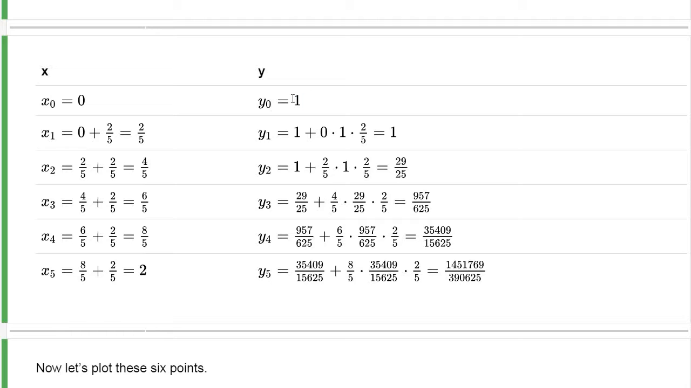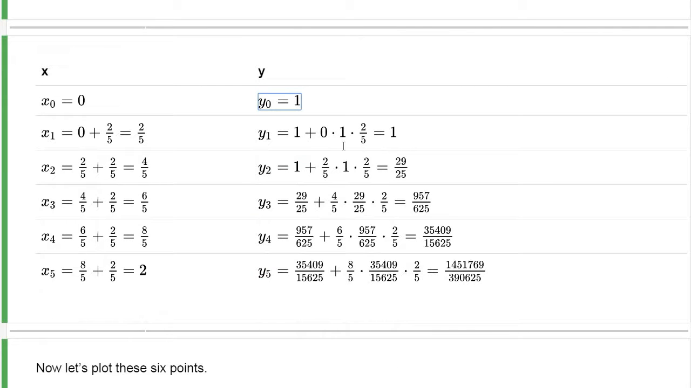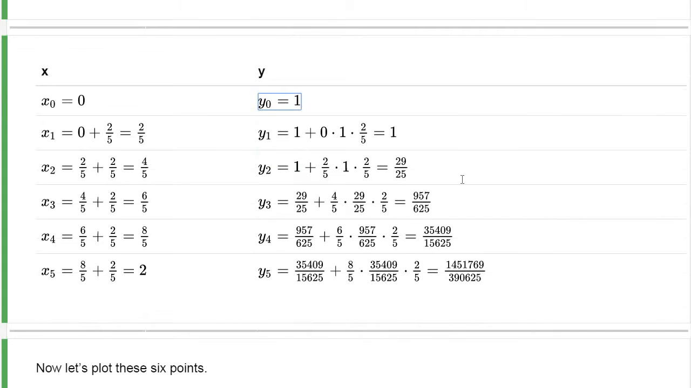That's the easy part. The y part, you start at the given y value, which is 1, and then to get to the next one, you take the old y value, that's 1. You get the slope. Remember, the slope here is given by the differential equation. The slope is x times y. So I take my old x, that's 0. I take my old y, that's 1. I multiply by the step size, 2/5. And that's what the formula says. Old y plus the slope times step size. And that happens to turn out to be 1 again.